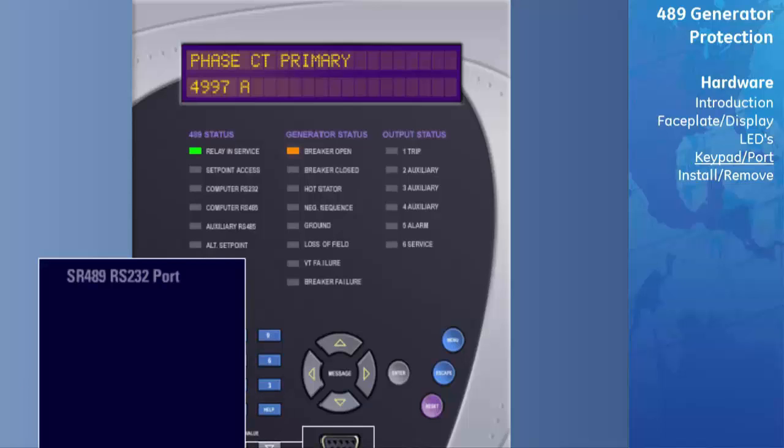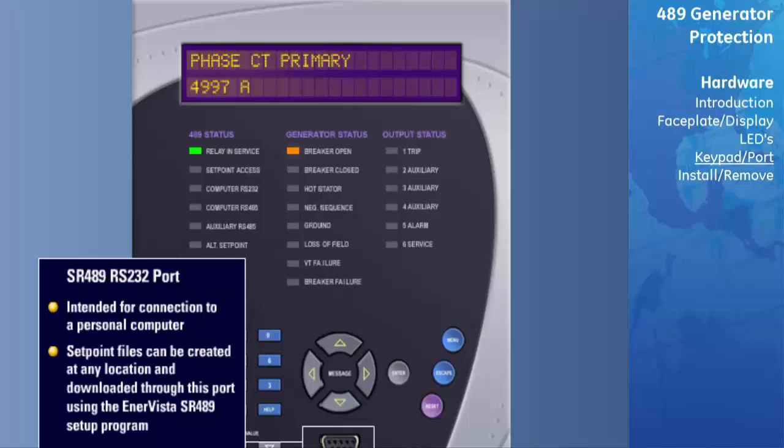The relay front RS-232 port. This port is intended for connection to a portable PC. Setpoint files may be created at any location and downloaded through this port using the EnerVista setup program. Local interrogation of set points and actual values is also possible. New firmware may be downloaded to the relay flash memory through this port. Upgrading of the relay firmware does not require a hardware EPROM change.